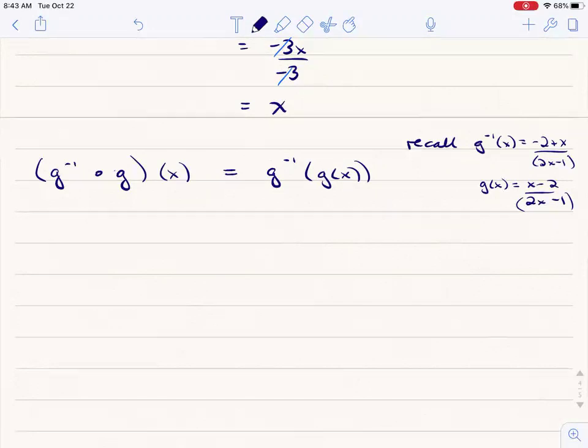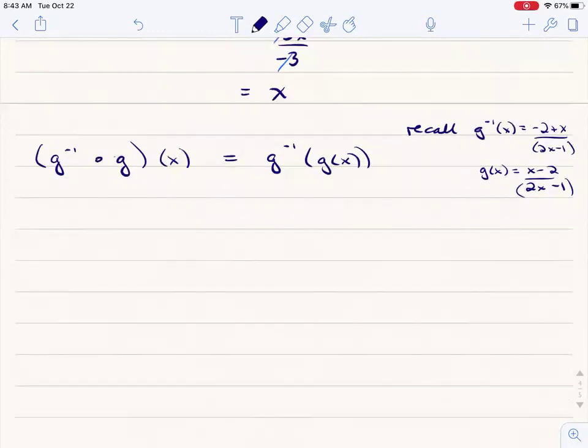A quick question. Is there a case which would satisfy one composition and not the other? No, as a rule, the inverse has to satisfy both compositions. Yeah. So we're just doing this for fun, guys.